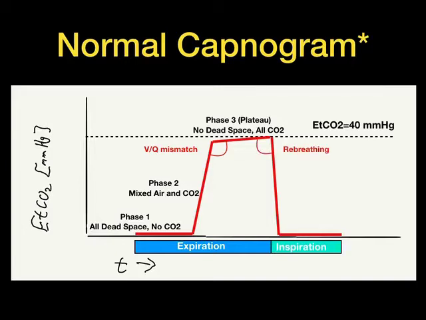The other angle is really by rebreathing CO2. And you can look at this narrow capnograph, and this is what we would expect in the normal patient. It's kind of like riding a thin little horse.